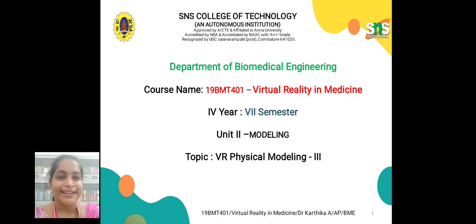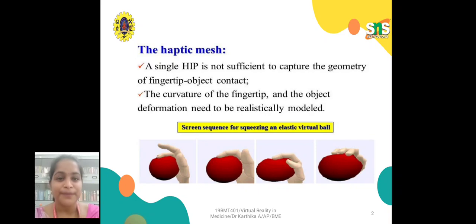See here, in the haptics rendering pipeline, we have already discussed traversal and force. In force, we have discussed force calculation, force mapping and force smoothing. And the last one is haptic. Okay, why do we need this haptic? What is a haptic mesh?